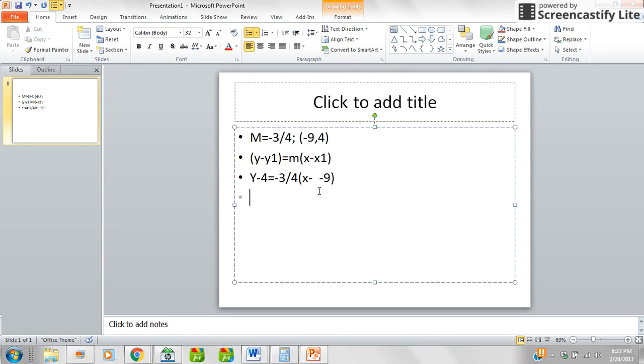So the next thing I'm going to do is continue with that. Y minus 4 equals, I'm going to go ahead and distribute the -3/4 to the beginning portion of what's in the parentheses. So that's called distributing. If I multiply -3/4 times x, I'm going to get -3/4 x. And then, of course, in here you see that I have a negative and a minus sign. You can't do that. So anytime you have a negative and a minus sign, I change that to a positive.